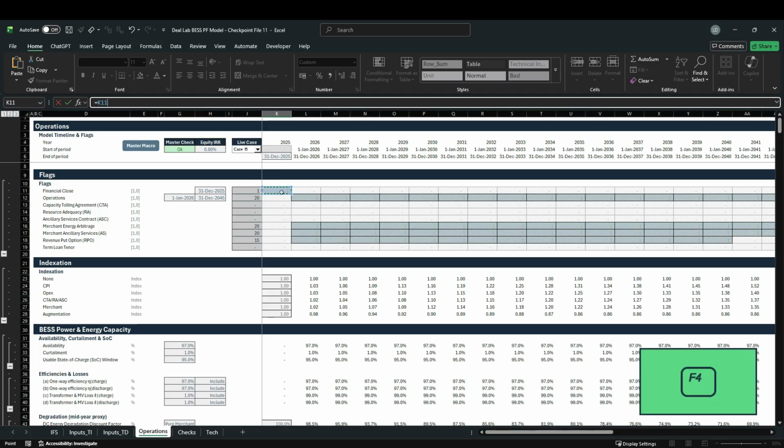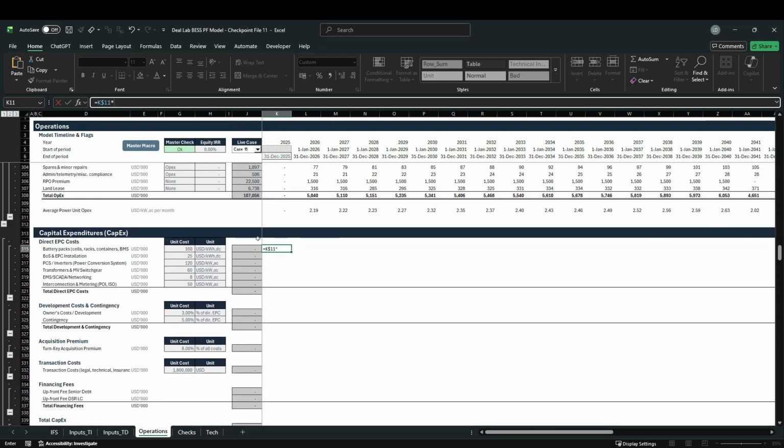So hit F4 2 times to only anchor it to our row, and let's multiply this with, scroll back down, our unit cost, which is $160 per kilowatt hour DC. Hit F4 3 times. And you can see that we have this unit only 2 times for our battery packs, which includes the cells, racks, containers, and the battery management system, as well as the balance of the system and the EPC installation itself. So those 2 rows have this same unit.